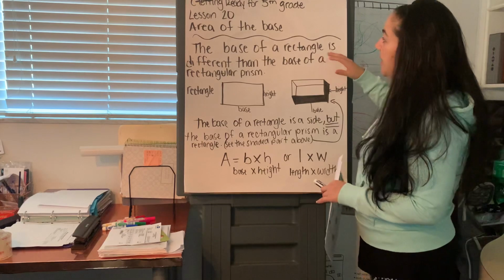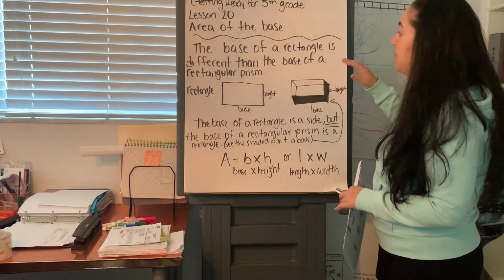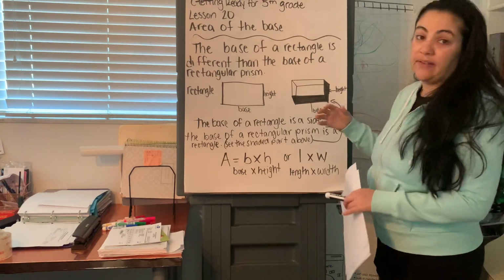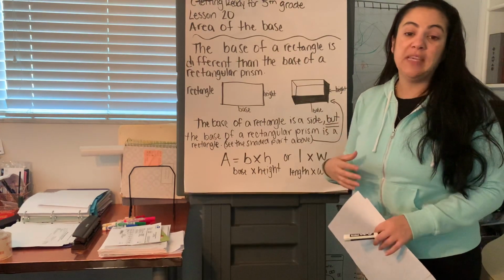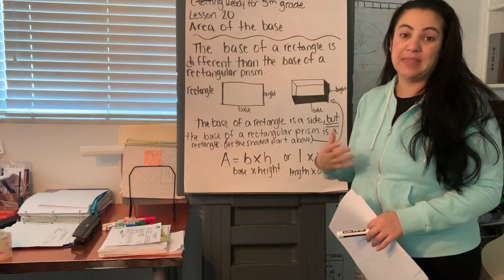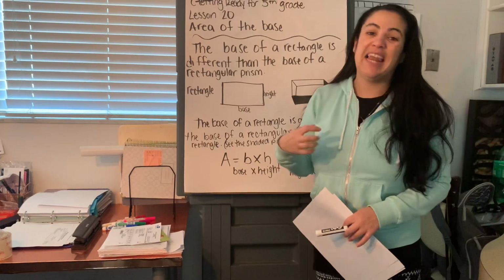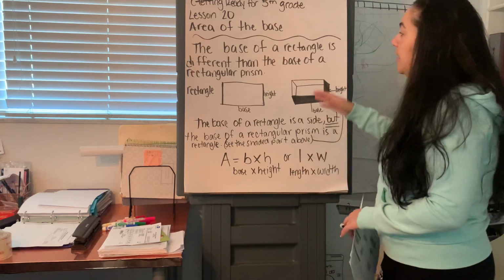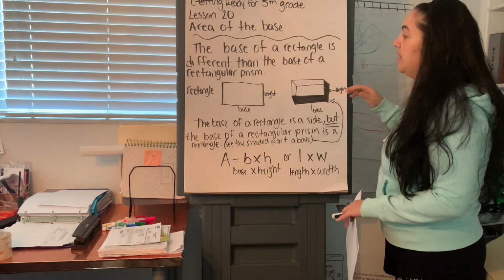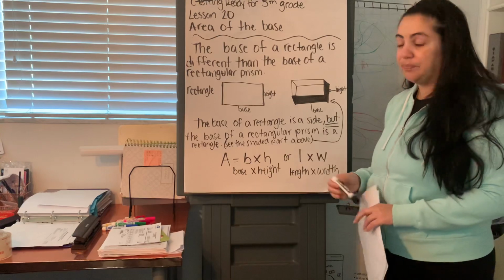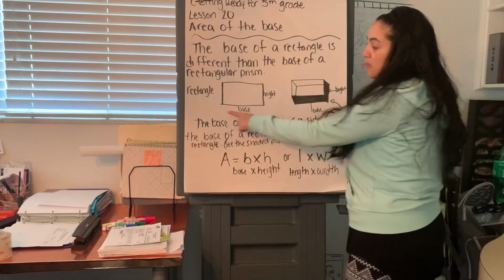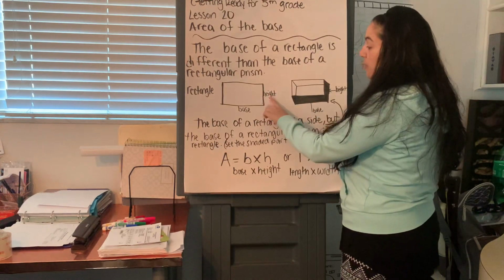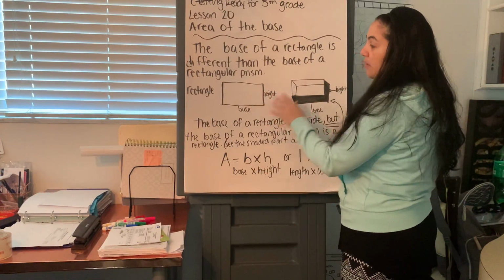So here for lesson 20, you're looking at the base of a rectangle, okay? And then we're gonna do the area, which remember the area will always be area equals base times height. And now you're gonna be learning length times width, which is the same as base times height. The base of a rectangle is different than the base of a rectangular prism. This is one line for the base of this rectangle. This is one line for the height of this rectangle.